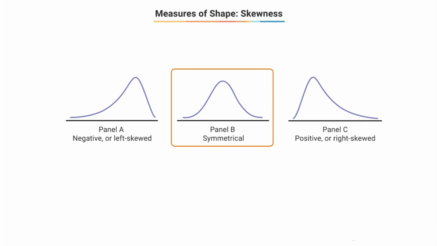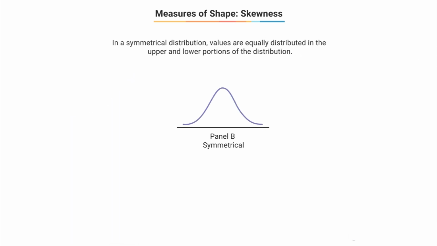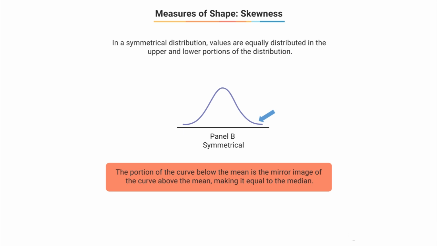Panel B displays a symmetrical distribution. In a symmetrical distribution, values are equally distributed in the upper and lower portions of the distribution. This equality causes the portion of the curve below the mean to be the mirror image of the portion of the curve that is above the mean and makes the mean equal to the median.